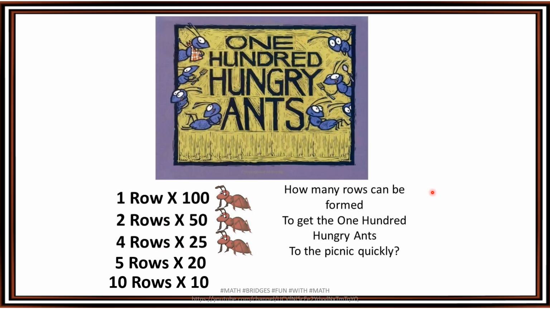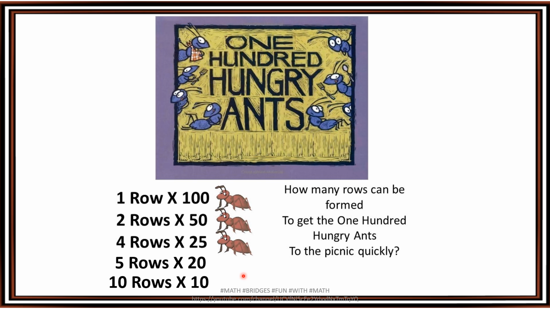You can see here as a recap, based on the story, 100 hungry ants. First, one row of 100, they could not reach. So they made two rows of 50. Later four rows of 25 so that they could reach soon. Later they made 5 rows of 20 and at last 10 rows of 10 and they reached the picnic spot. So children can visualize right there how it is happening.